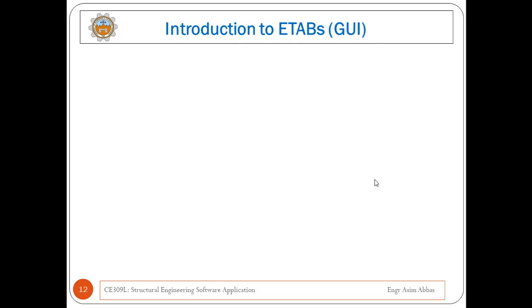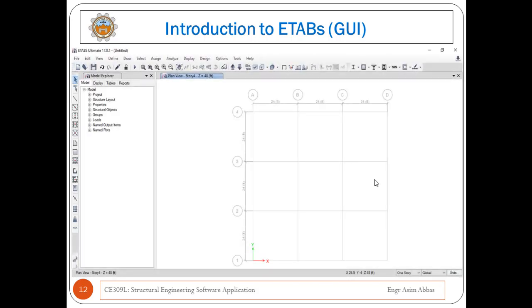Now graphic user interface of ETABS. When you open your ETABS, this window will appear. The topmost bar is called the title bar, and beneath the title bar there is a menu, we call it the main menu bar, and it is just like SAP2000. Below the main menu bar there is a main toolbar where different tools are available, that are actually obtained from the main menu.